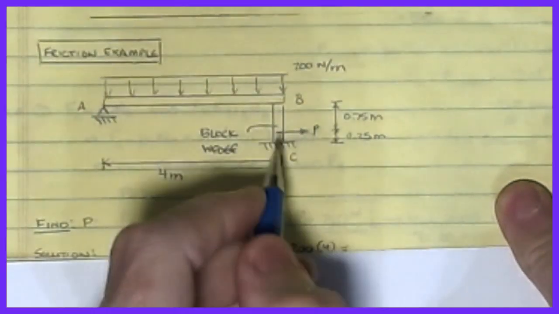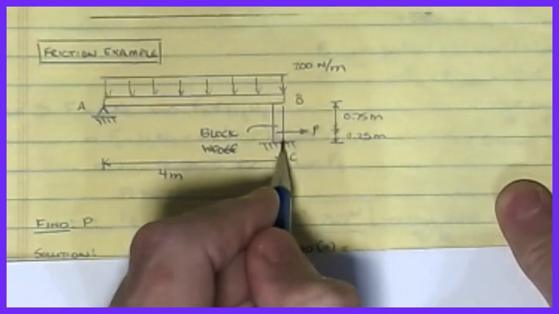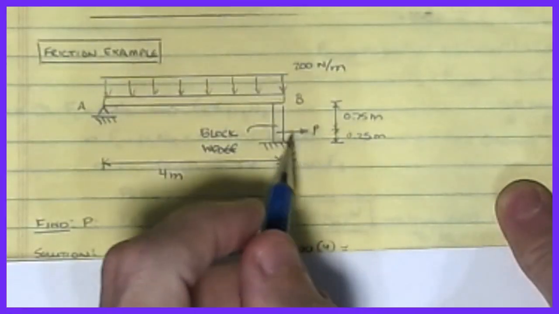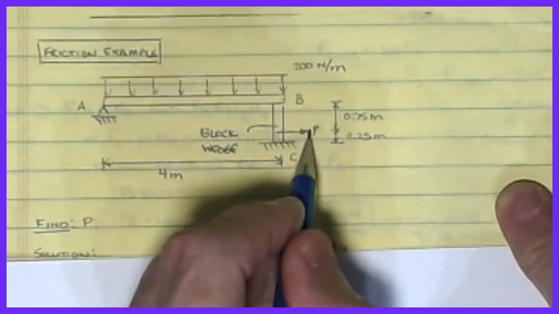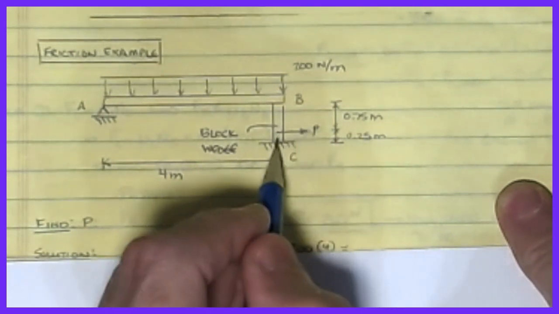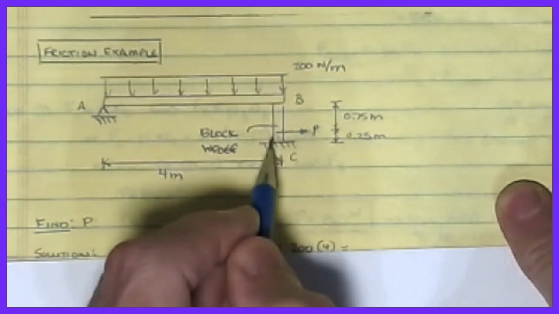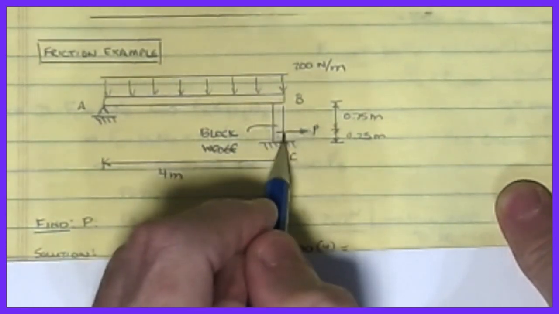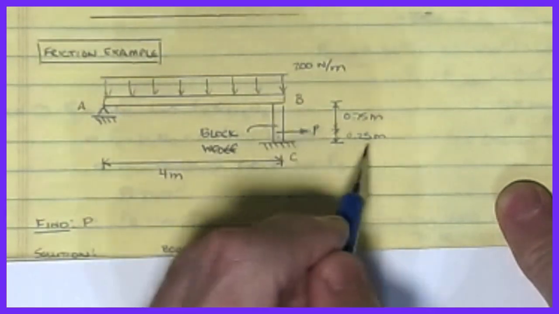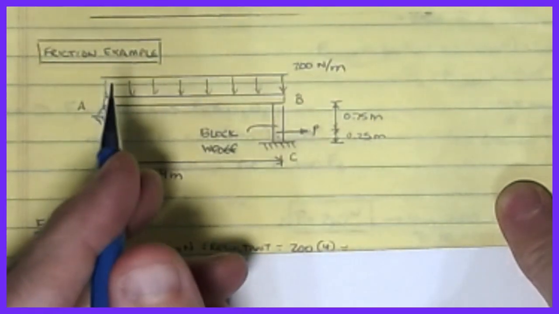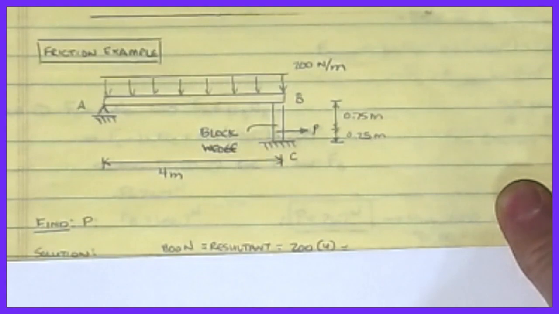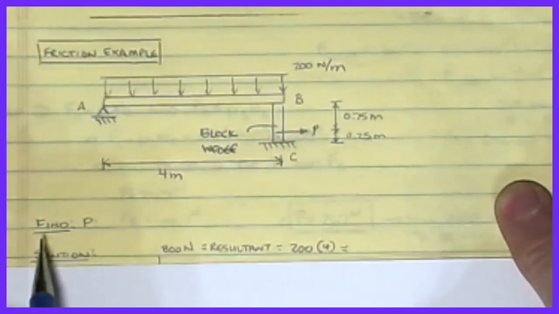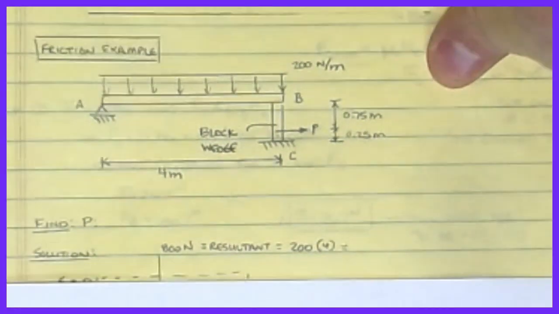This block is now sitting on the surface, pushing down and wedging on itself. We're going to apply a force at a location 0.25 meters above the bottom. The whole height is 1 meter, so we're going to pull it out from the bottom. We want to find the force P needed to break this block free and pull the assembly out. So we're after finding P.